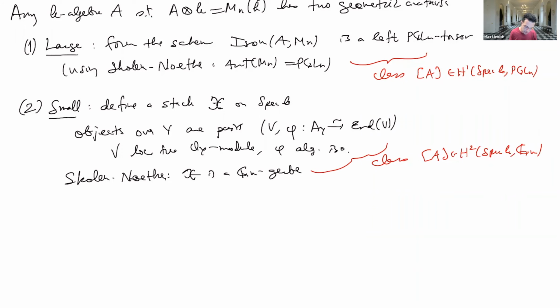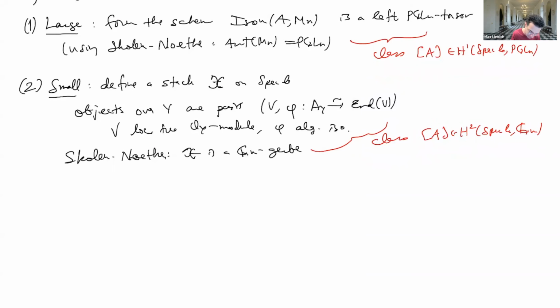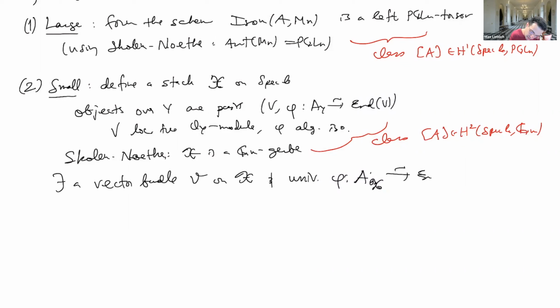There's one other special piece of structure in this small stack, the small geometric version of A. Because X is a moduli problem, the moduli problem of realizing A as the endomorphisms of a vector bundle, it comes with a universal solution. So there is a vector bundle, a locally free sheaf, V on the stack, and a universal phi from A base changed to the stack, mapping isomorphically to the endomorphisms of V.